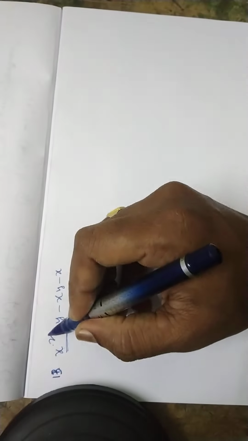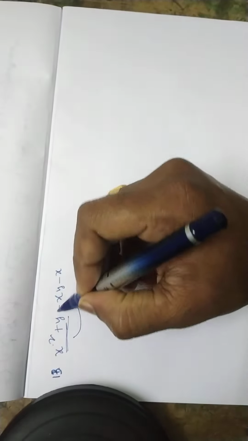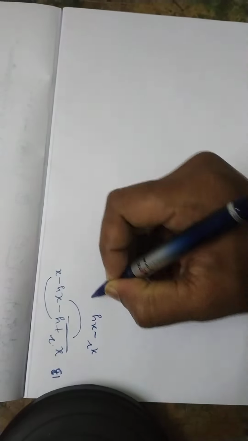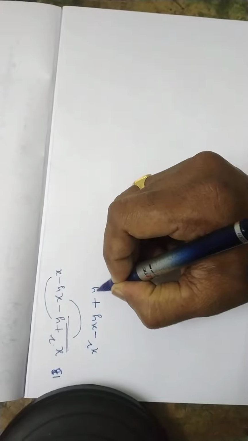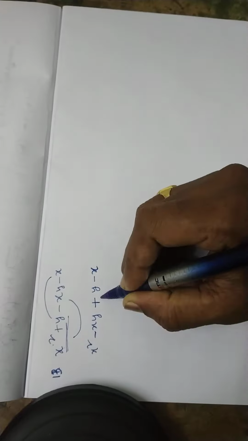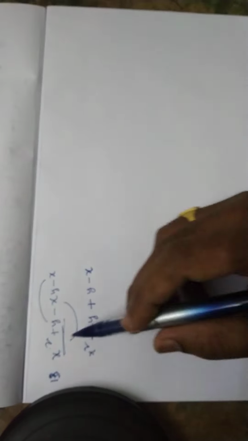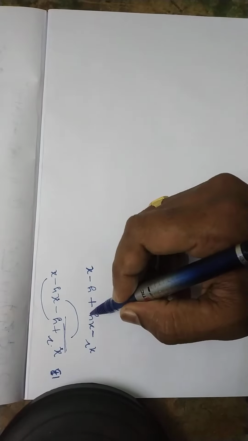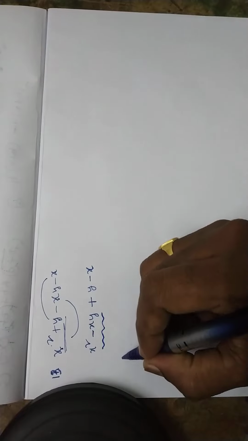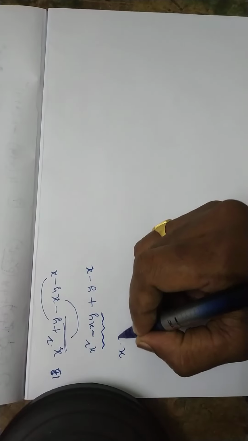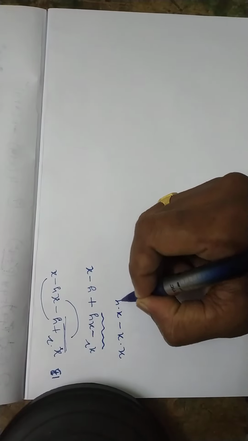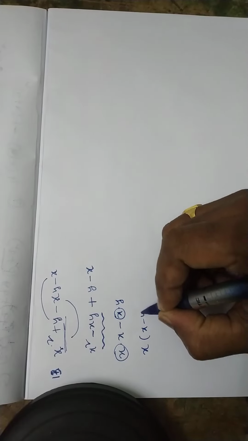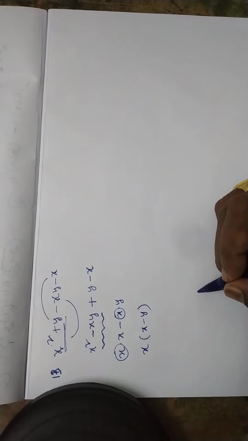So what you have to do, then you have to regroup, interchange these two. x square minus xy is one group, plus x minus plus y minus x is the other group. The 1st and 3rd are one group, children, the 2nd and 4th are the second group. So in the first group what can we take common? x is common, because x into x minus x into y. As you take x common here, x minus y will be inside the bracket.